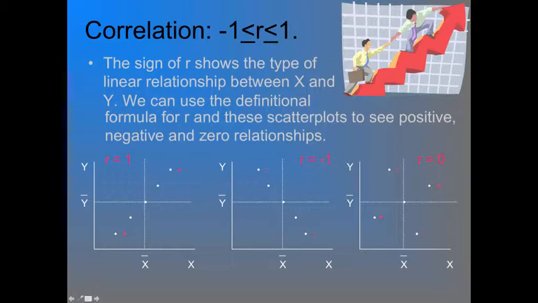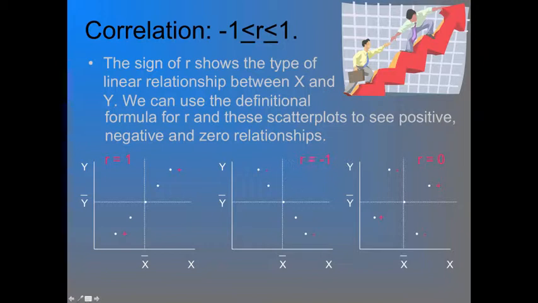So the sign of R shows the type of linear relationship between X and Y. We can use the definitional formula for R and the scatter plots to see positive, negative, and zero relationships. So here is exactly what it would look like for an R of 1, where you have X down here on the horizontal axis, and Y on the vertical axis, and that's always how it is. And here's a perfect linear relationship where for every increase in Y, you have a concurrent increase in X, and vice versa. That's a perfect one-to-one relationship, and it's positive in this way.